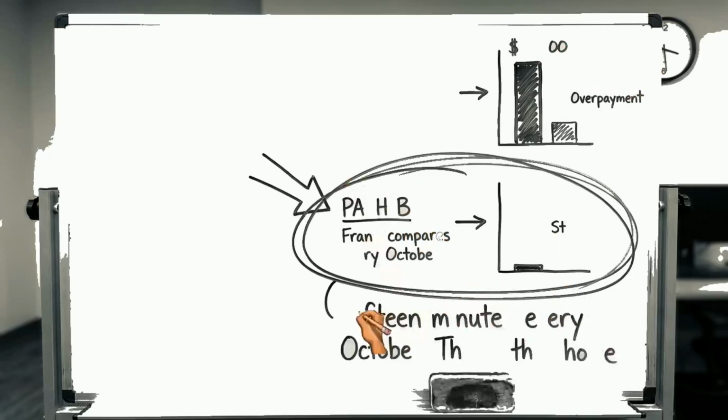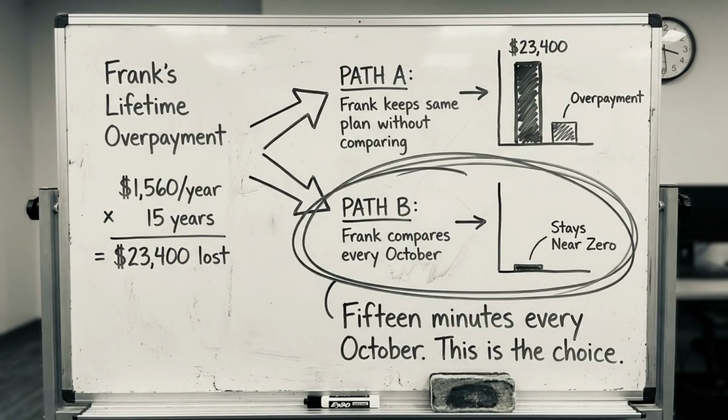Before I show you the comparison tool, here is why the stakes are so high. Frank is 72. If he lives to 87, that is 15 more years of this plan. At $1,560 per year in unnecessary overpayment, Frank will lose $23,400 over those 15 years, if his plan and his medications stay the same. But plans change every year. Formularies change every year. The overpayment can grow larger, or it can be eliminated in 15 minutes every October.